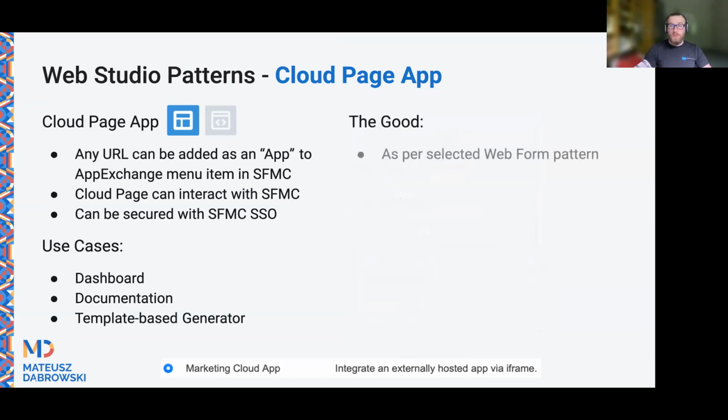So the good parts: you can build it depending on the web form pattern that you want. It's a super easy way to power up your Marketing Cloud, because just adding the cloud page app is like 3 clicks. Making a cloud page app with the SSO is slightly more complicated, but there are already a few guides. I have one guide, but also there are a few other people that love using those solutions and have a few different approaches to how to secure it.